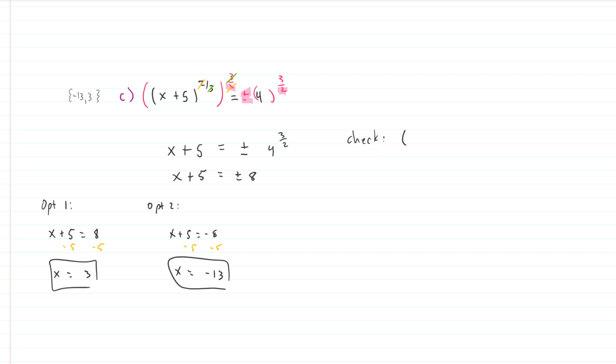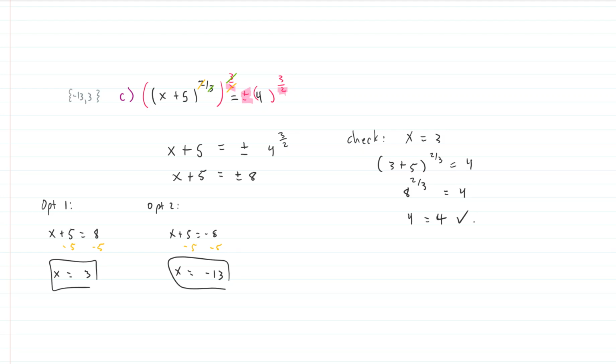We'll start with x equals 3. So the original is 3 plus 5 to the 2/3 equals 4. So 8 to the 2/3. That does give us 4, actually. If we take the cube root of 8, that gives us 2. 2 squared is 4. So that one is a valid answer.